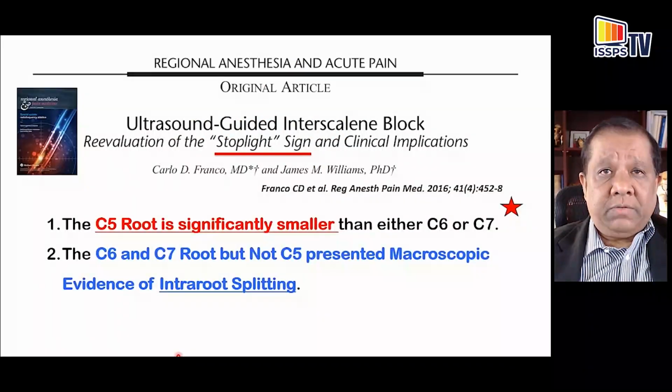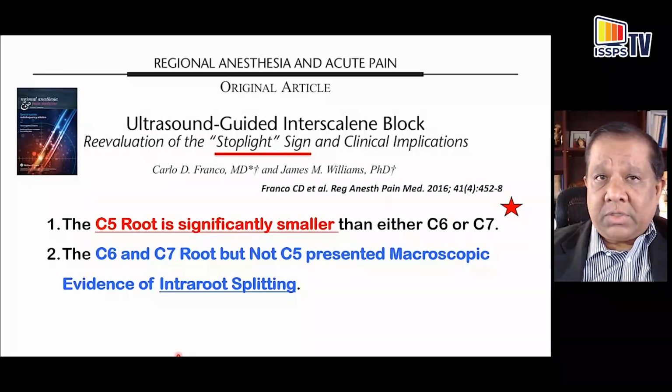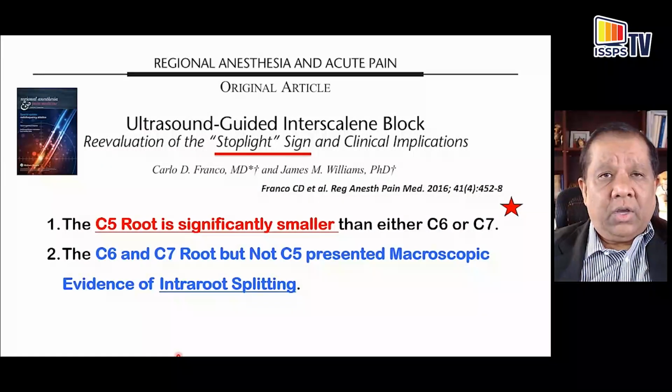It is with this objective that Dr. Franco and Dr. Williams performed this cadaver study in which they performed cadaver dissections to evaluate what really made up the three lights of the stoplight. In their cadaver dissection, they consistently found that the C5 root was significantly smaller than the C6 and 7.